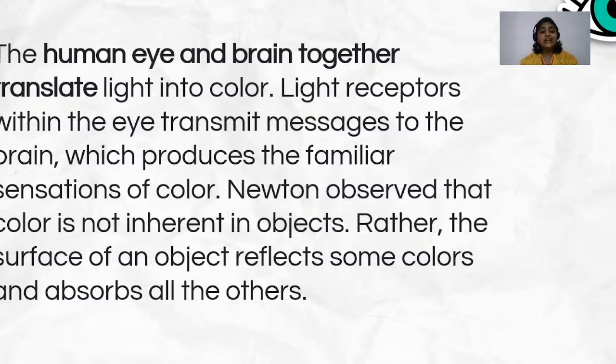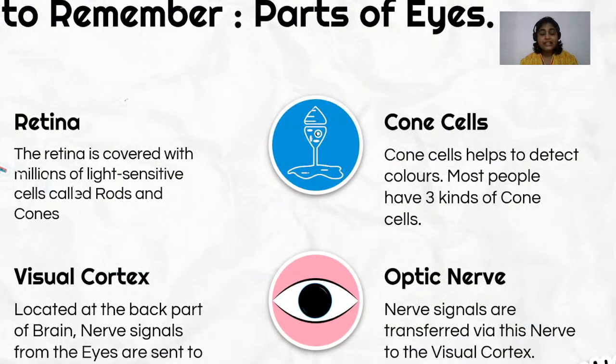Newton observed that color is not inherent in objects. Rather, the surface of an object reflects some colors and absorbs all the others. Now, let us understand certain points to remember, starting with certain parts of the eye.